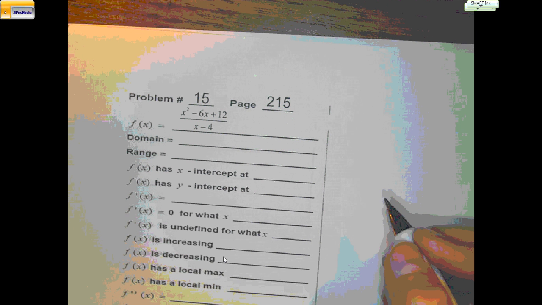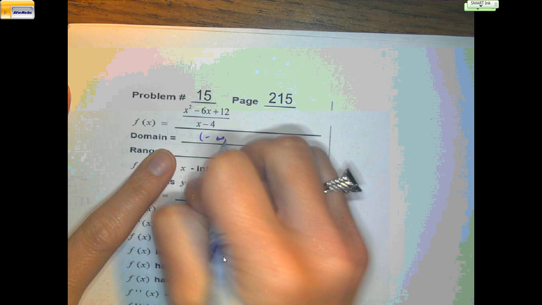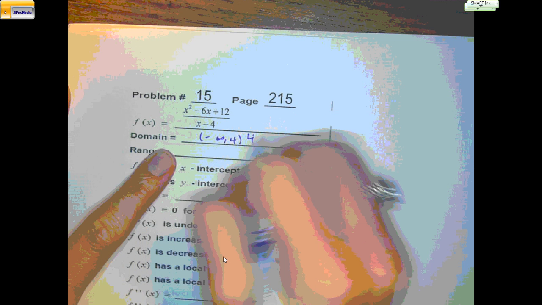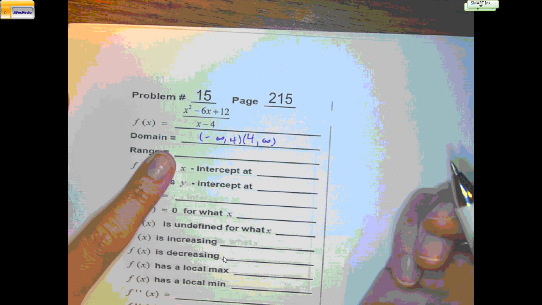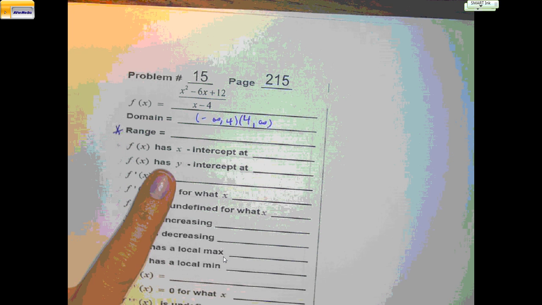Okay. Our domain, what can x not be? 4. So we go from negative infinity to 4 and 4 to infinity. Save the range for later. X-intercept, how do we get it? Top equal to 0.